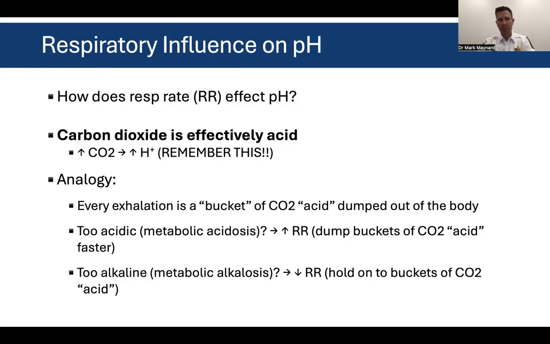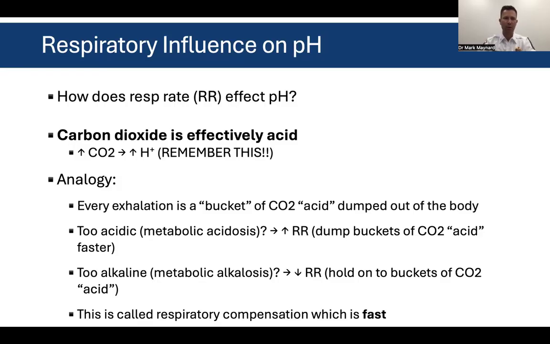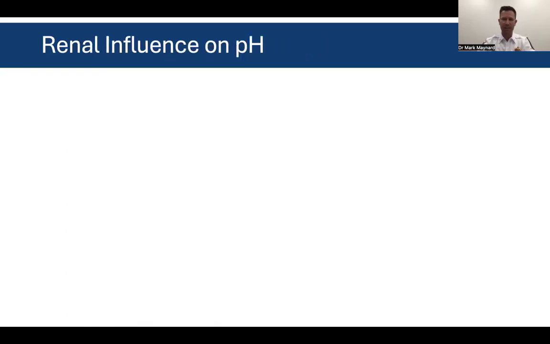And if you had the opposite problem, you have too alkaline or too basic, this is metabolic alkalosis. Basically, we just hold our breath, right? Or hold on to buckets of CO2. We don't breathe them out. We hang on to them. That acid will accumulate and eventually correct that alkaline problem. All right. So when the lungs influence pH or hang on to CO2 or release CO2, we call this respiratory compensation. This is a fast process as opposed to renal compensation, which we'll talk about next.